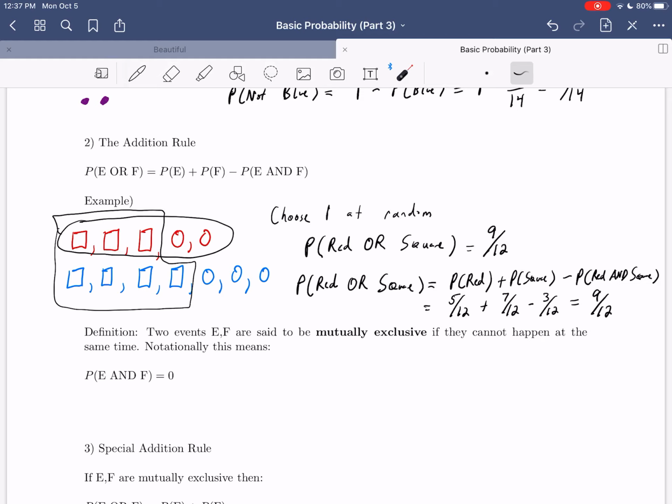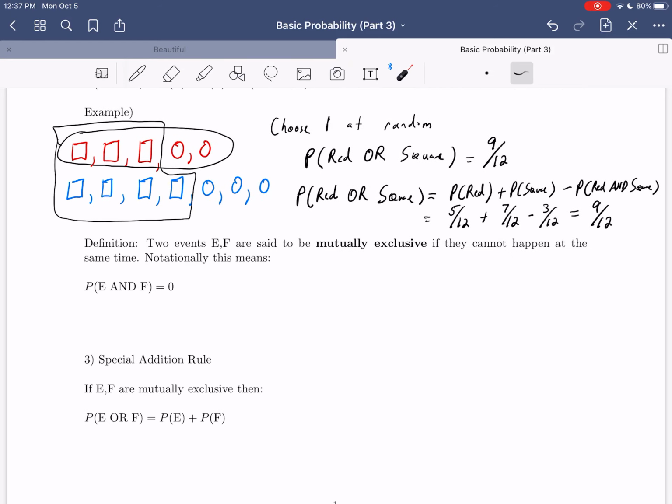Notationally, what this means is that the probability of E and F equals 0. So if the two events cannot happen at the same time, then the probability that they happen at the same time must be 0. Because remember, a 0 probability means that what we're talking about is impossible. Now, why do I mention this?